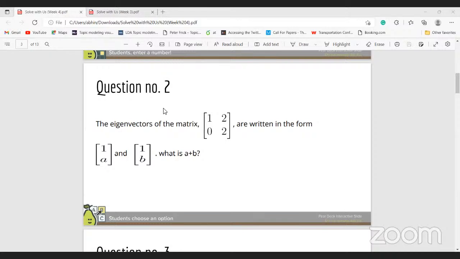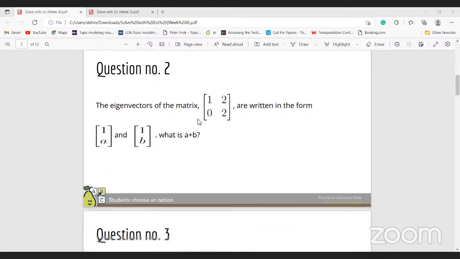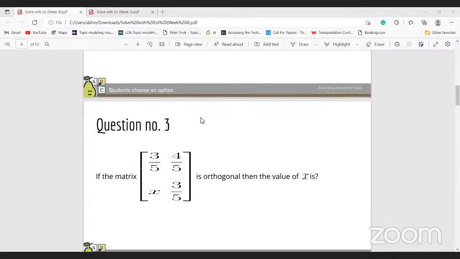Sir, what is the answer here? Okay, so can we move to the next question if you have no further doubt? Sir, I just want to know the answer to this question. Answer is 0 plus 0.5, which is 0.5. Correct? Okay. Let's move ahead to the next question.